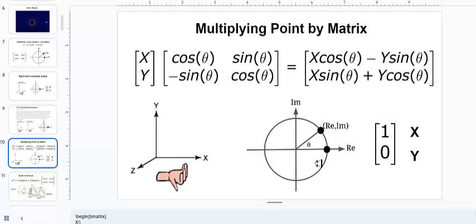To do the clockwise rotation, you multiply the point by the complex conjugate of Euler's formula matrix. The complex conjugate means you put a negative sign here and a positive sign here, so in essence it's putting a positive sign here and a negative sign here. This is all taken care of in the code.